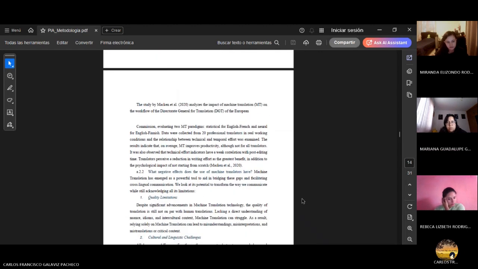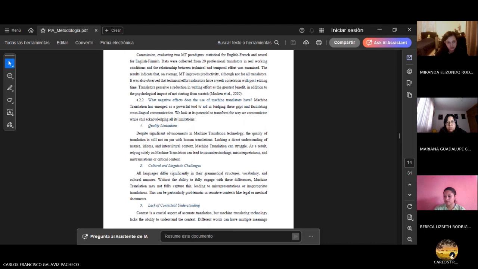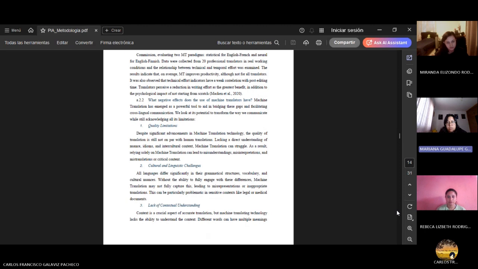The characteristics that machine translation tools have are the ease, speed and efficiency. MT processes large volumes of text quickly, enabling fast communication across languages. The other characteristic is cost effectiveness, that refers to its ability to provide translation services at very low or no financial cost.